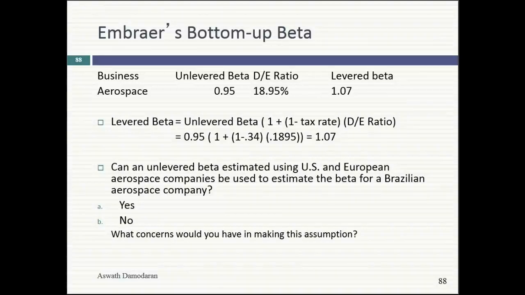Now here's another Brazilian company, Embraer. Aerospace company. I want a beta for an aerospace company. I told you I always start narrow. So I started by looking for other Brazilian aerospace companies. And I got a sample of one. It was Embraer. That doesn't work for me.